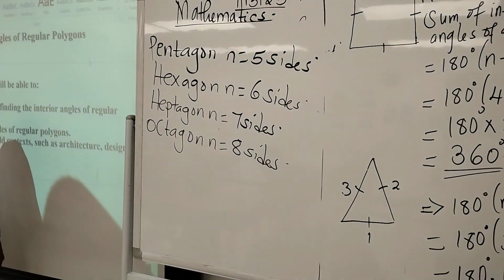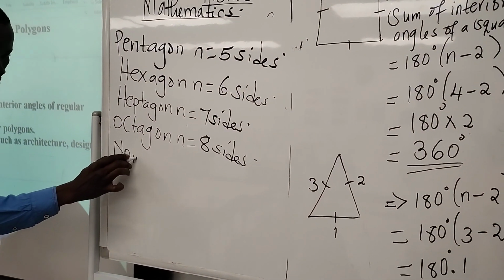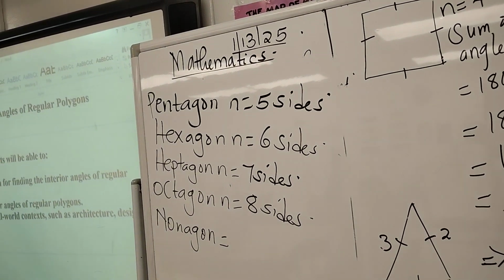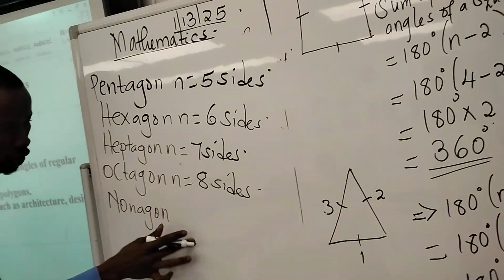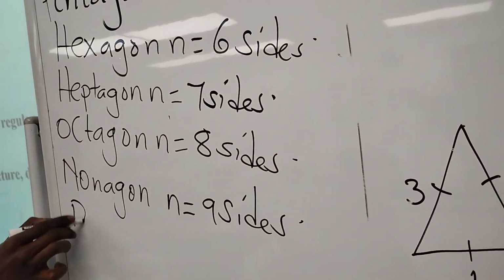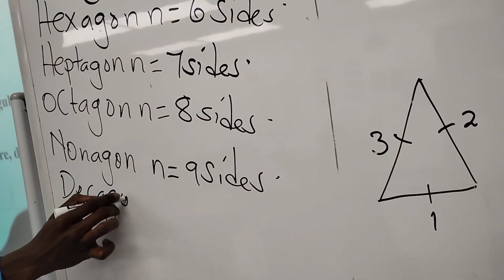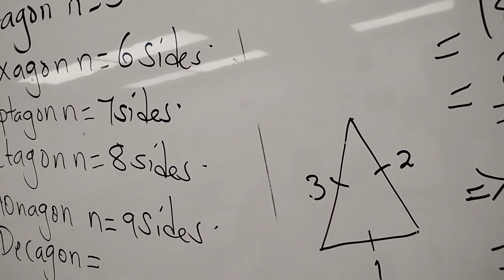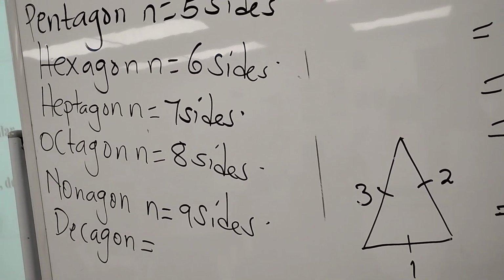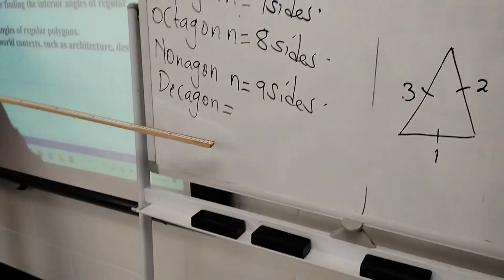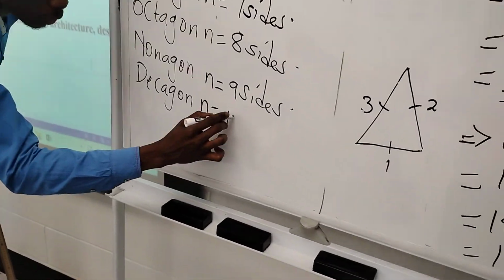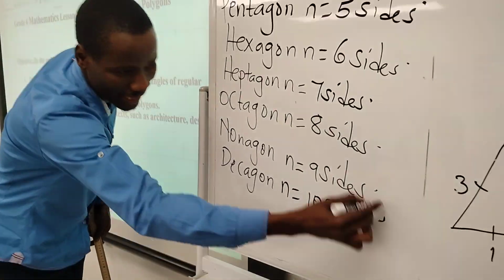Then, from an octagon, I go to a nonagon. A nonagon has how many sides, class? Yes, Sumer? 9 sides. Good. So, N is equal to 9 sides. Then finally, I'll stop at a decagon. A decagon has how many sides? Decagon comes from the word decade. A decade is a period of how many years? 10. Therefore, a decagon has how many sides? 10. Good. So N is equal to 10 sides for a decagon.